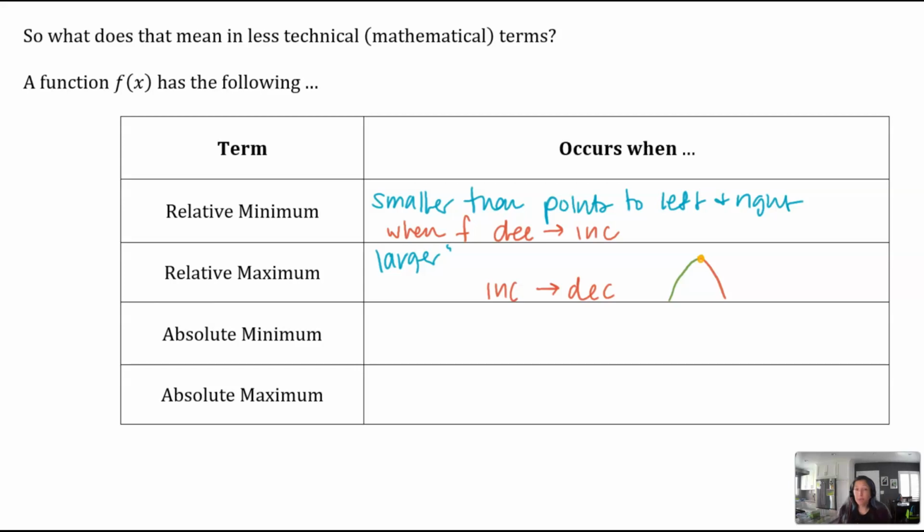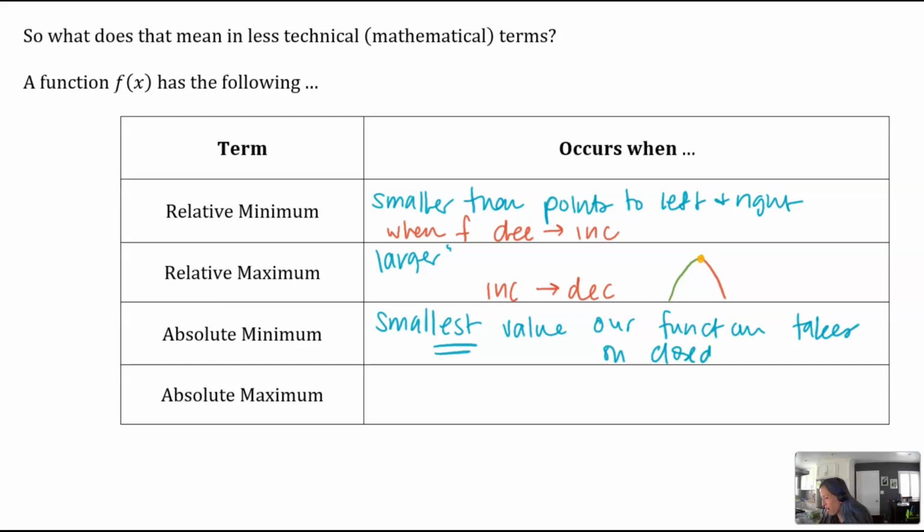Okay, so absolute minimum. This is just the largest, like overall for the entire space that our function is, right? So this will be the smallest, not smaller, but smallest value our function takes. And I guess we could write on a closed interval. We'll see why this matters.